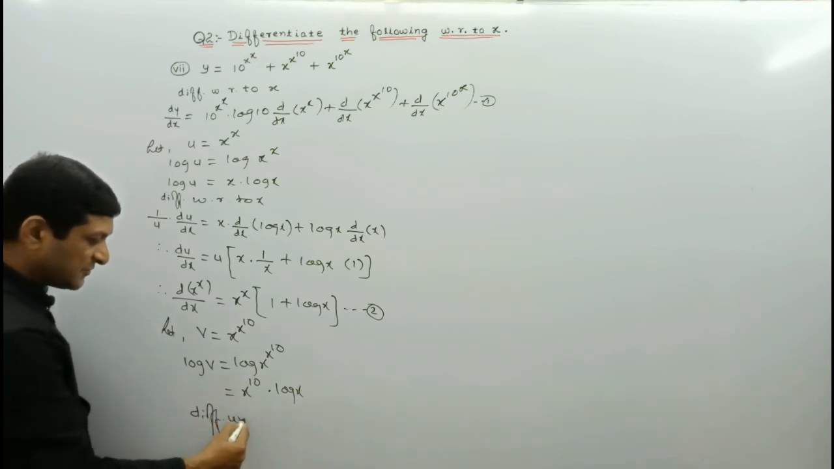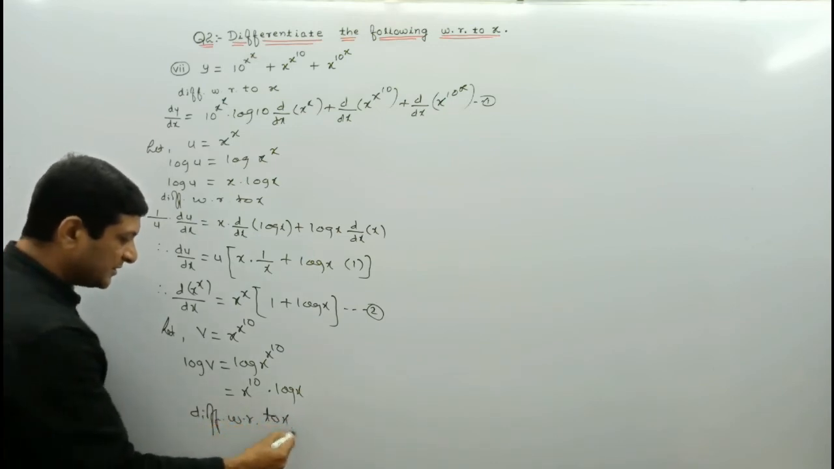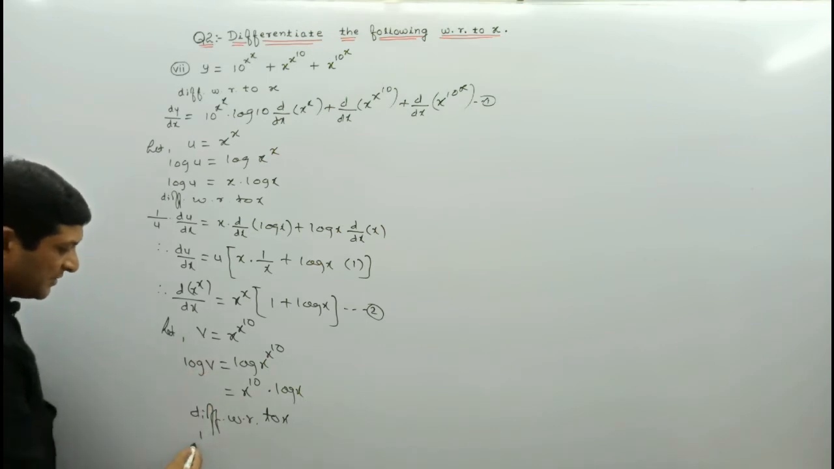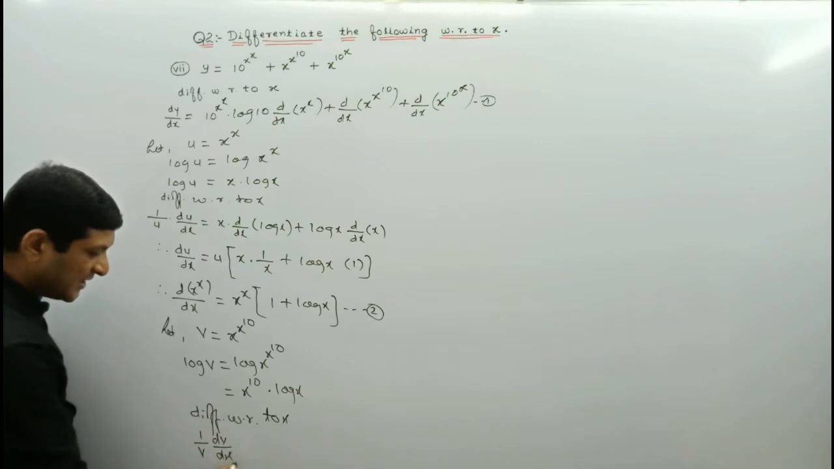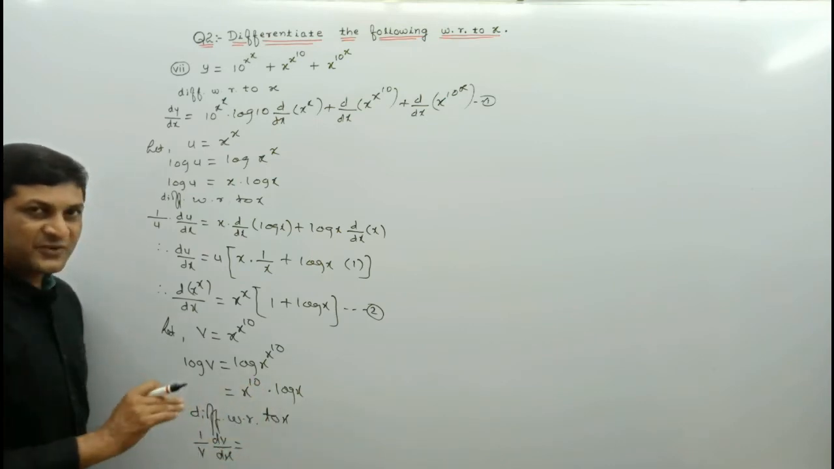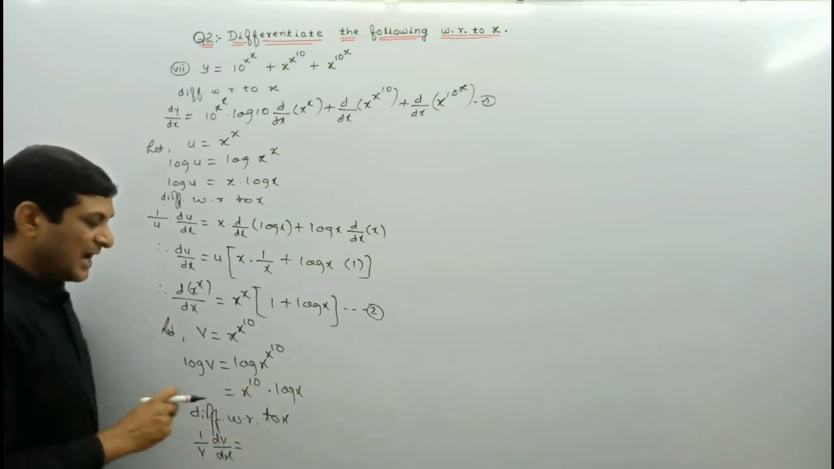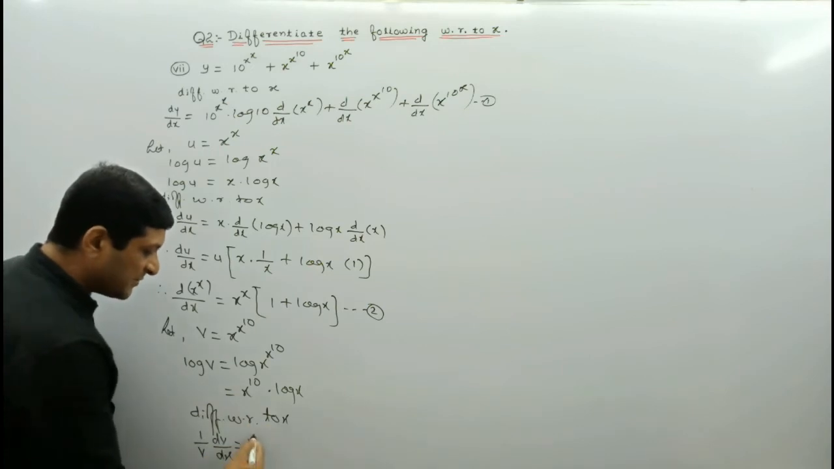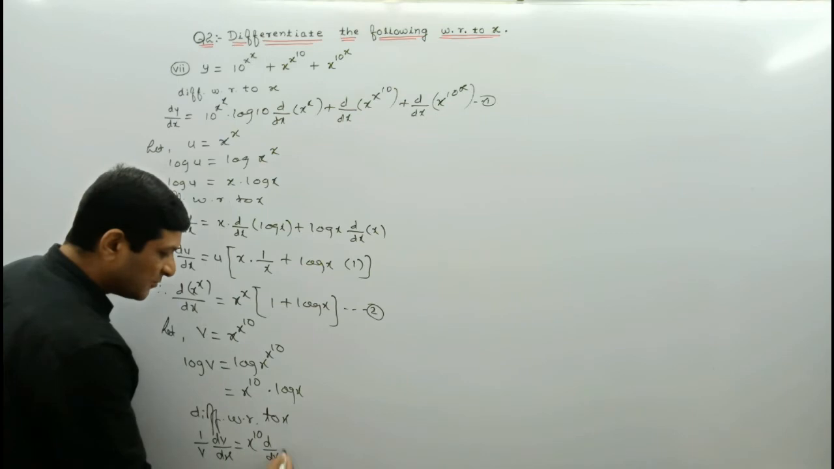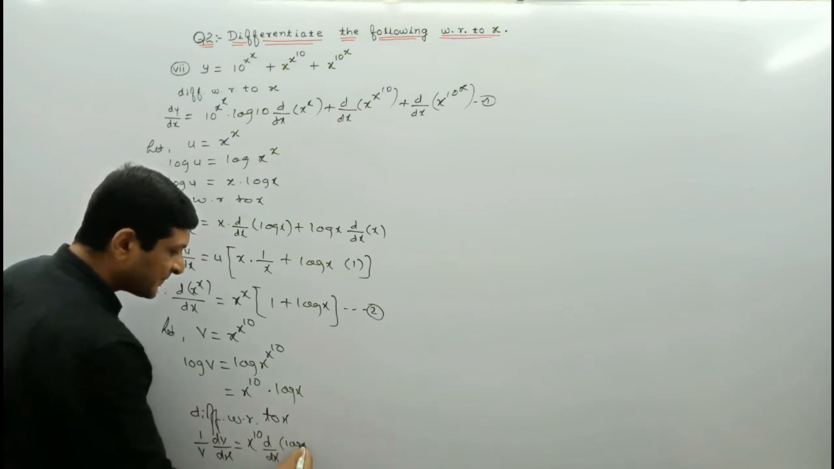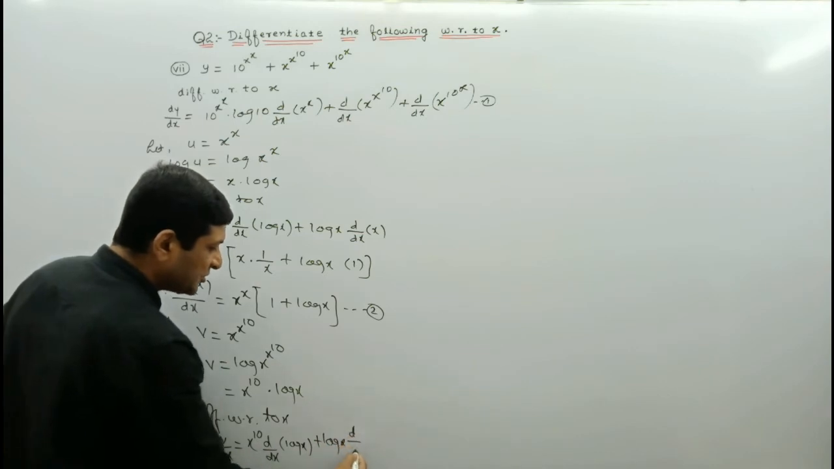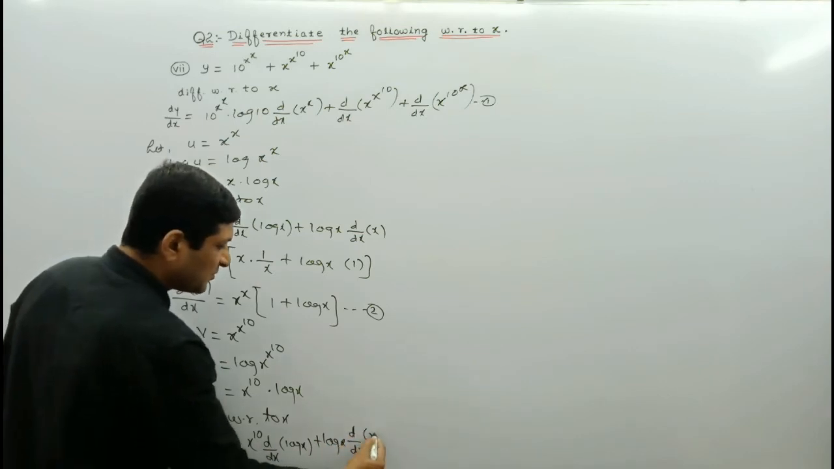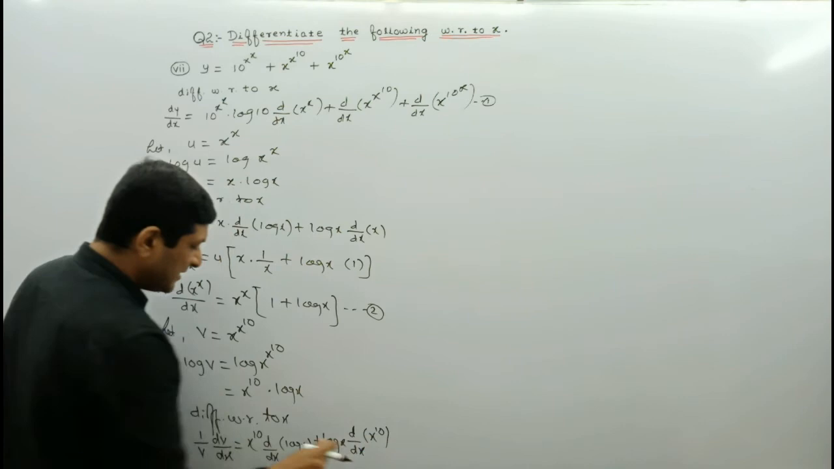Now we are able to differentiate it with respect to x. On this side derivative of log v will be equal to 1 upon v into dv by dx. And on this side, to find out the differentiation we have to apply product rule. According to product rule, keep first term, x raised to power 10, as it is into derivative of second term. What is the second term here? Log x, plus second term as it is, log x, into differentiation of first term. First term means x raised to power 10. Now let us simplify it.